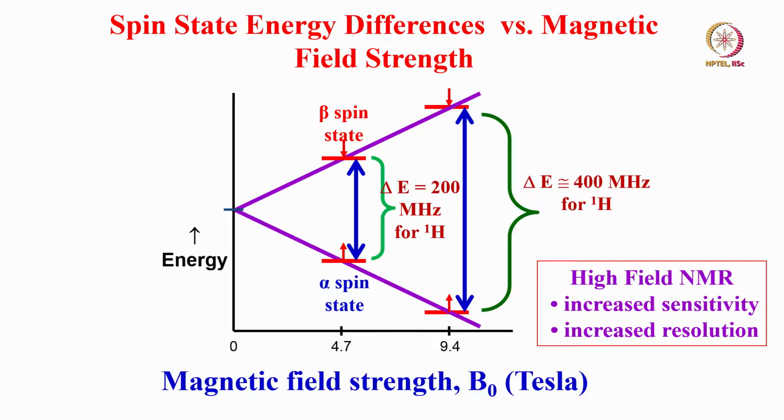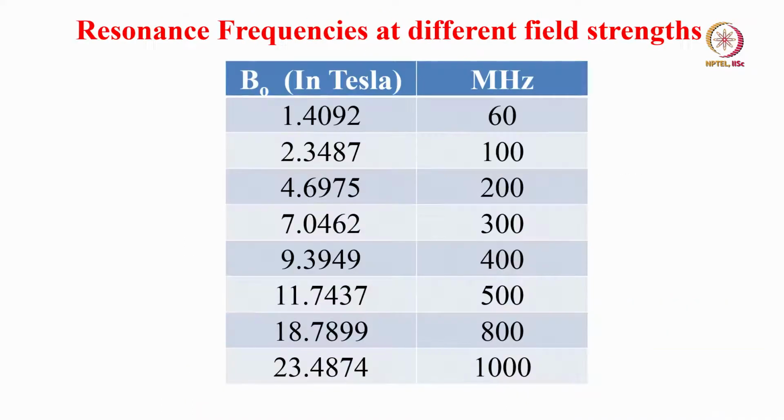Most important concept here you should remember: higher the magnetic field, higher the sensitivity and higher the resolution. That is why we always want to go to higher and higher magnetic field, so that we get better resolution and better sensitivity in NMR.